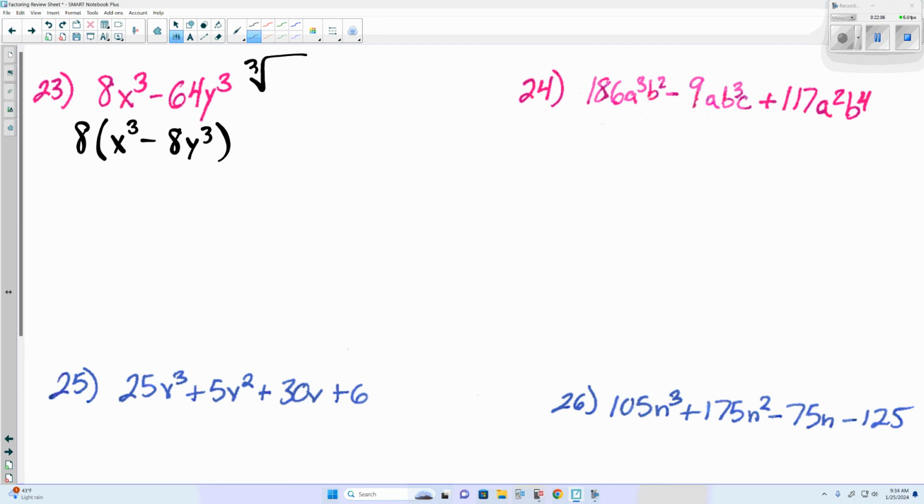Now here, the cubed root of x to the third, cubed root of 8y to the third. Well, the cubed root of x to the third is x. Cubed root of 8 is 2, and our cubed root of y to the third is y.